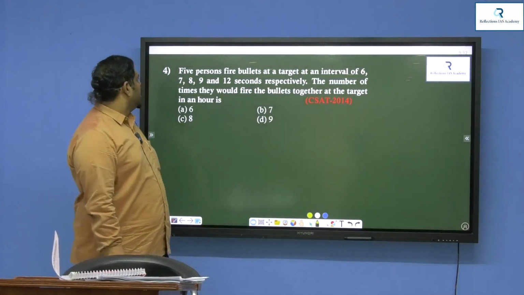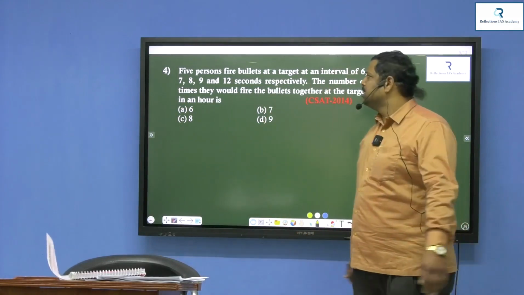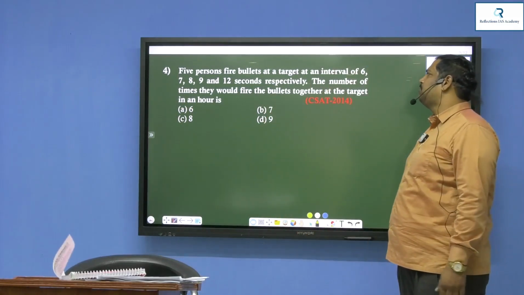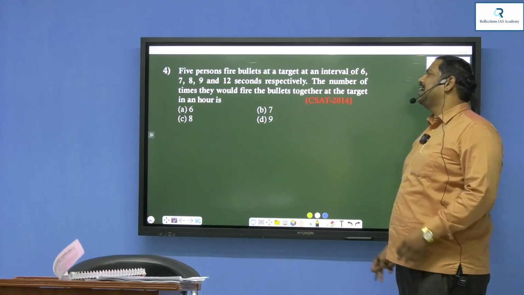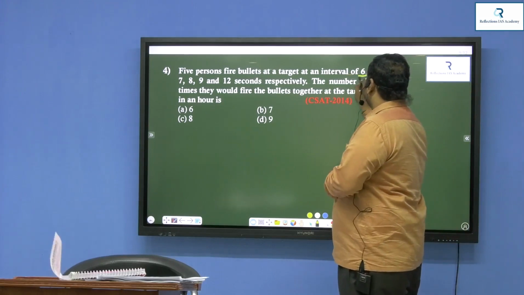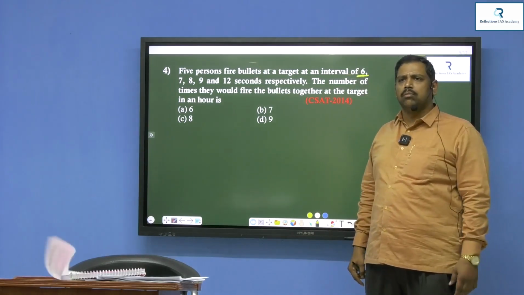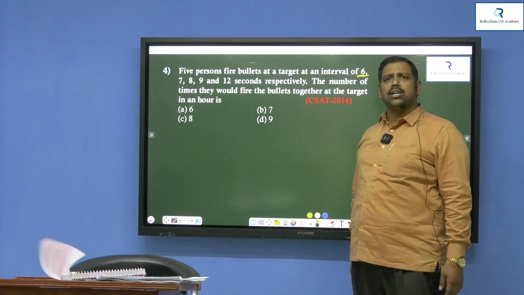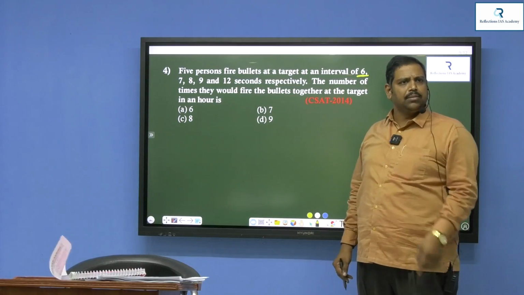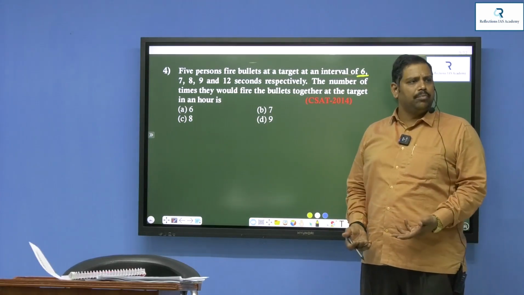5 persons fire bullets at a target at intervals of 6, 7, 8, 9, 12 seconds respectively. The number of times they would fire bullets at the target in an hour is? Here what I am thinking is, the first person is gardening, every 6th day he will meet. The second person is hatching, every 7th day he will meet. Can I link the previous question and this one like this? As usual, what do I have to do now?